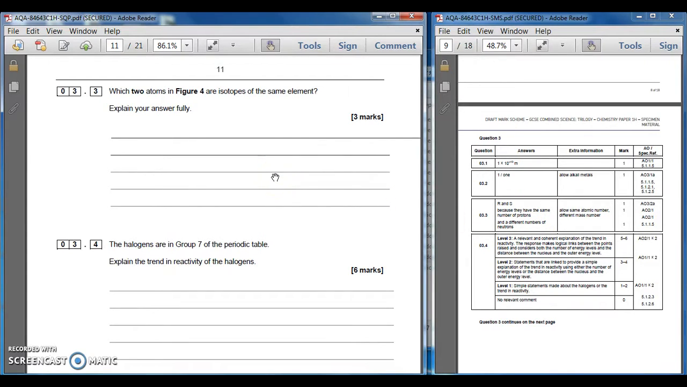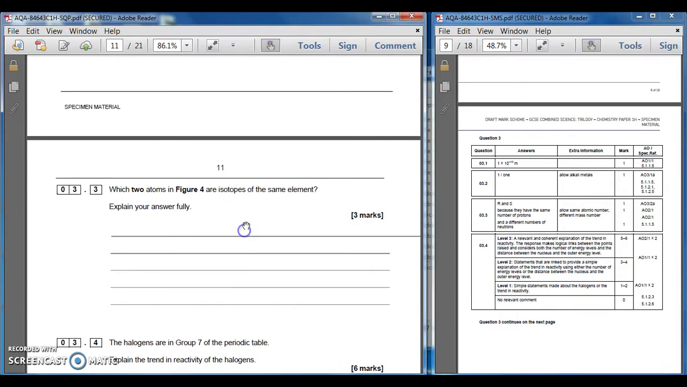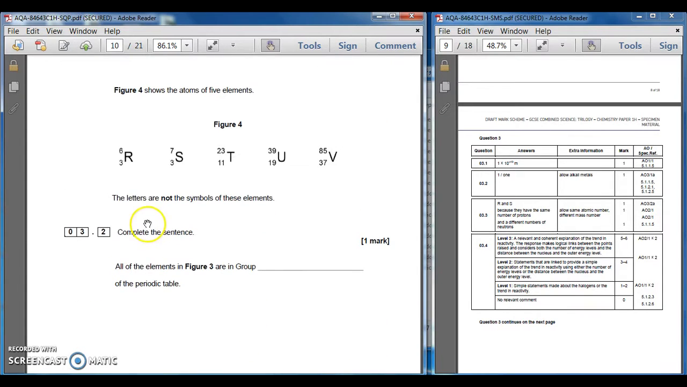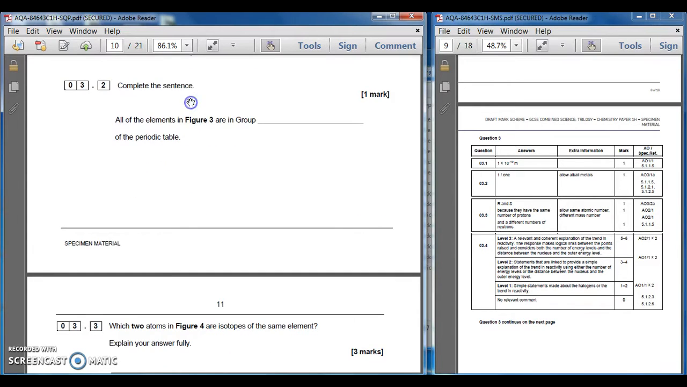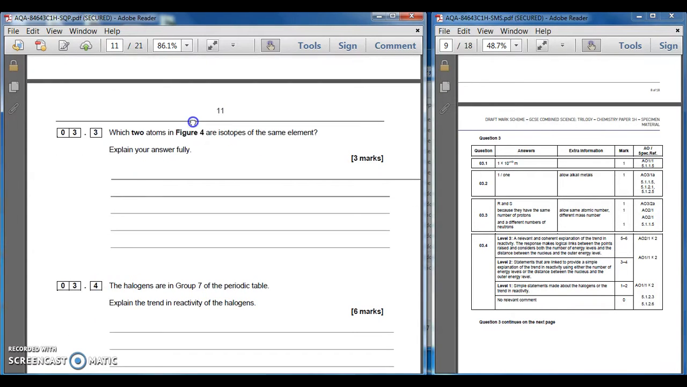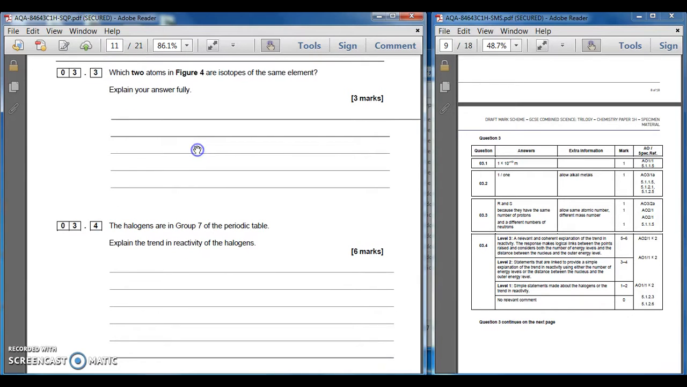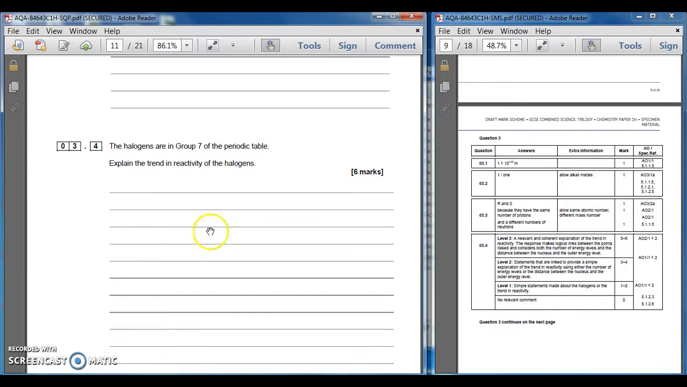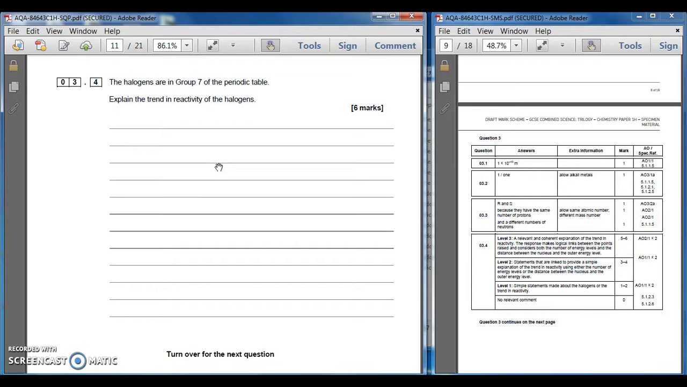If you look at R and S, it is because when you look at their atomic masses and their atomic numbers, they've got the same number of protons, the 3 protons at the bottom, and S has got an extra neutron changing its mass by 1. So you need to talk about both the number of protons or the atomic number and the number of neutrons or the mass number. For question 3, part 4, the halogens are in group 7.